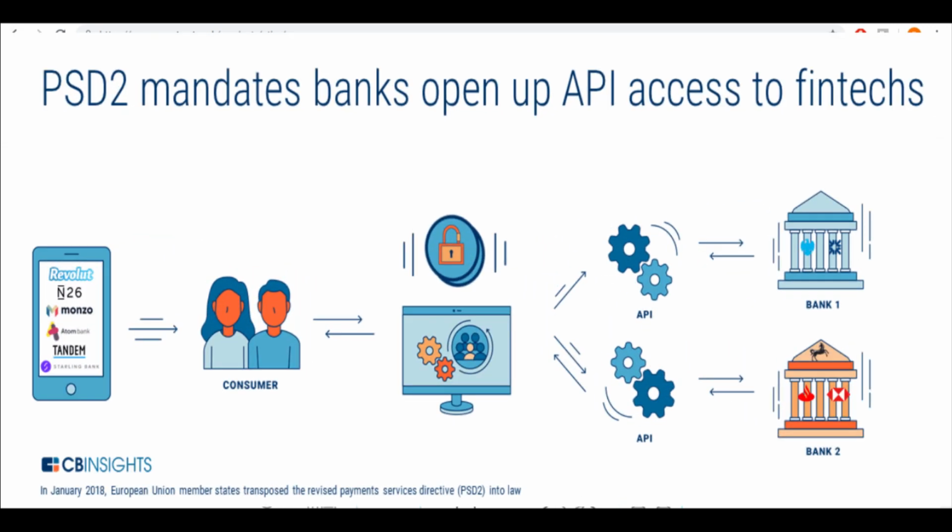This was started back on November 16, 2015, that was when it was passed, and later on in 2018, January 13, that's when it was enforced by the governments to make sure that banks and other financial institutions provide APIs to non-banking firms to make it possible for its customers to have access to their financial data through third-party apps.